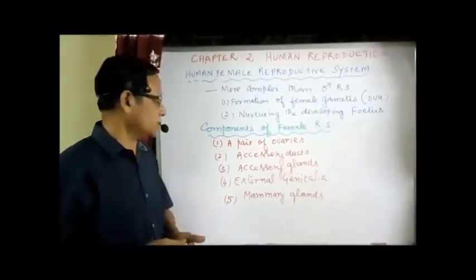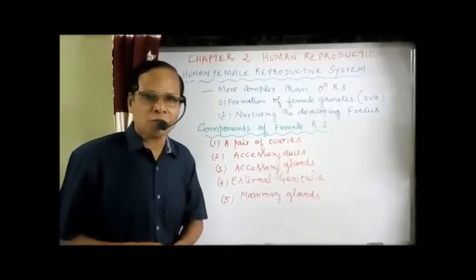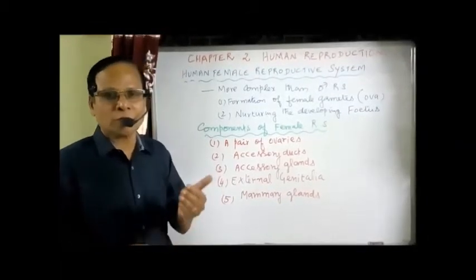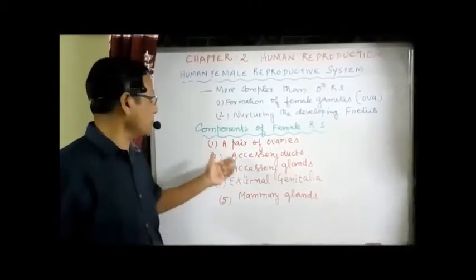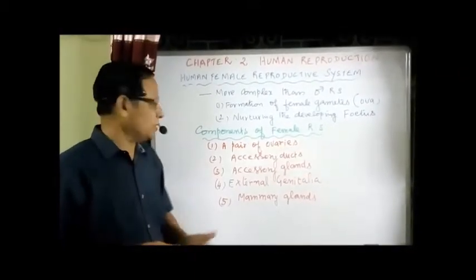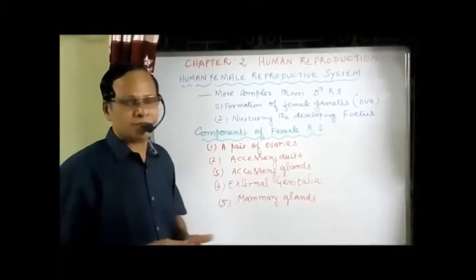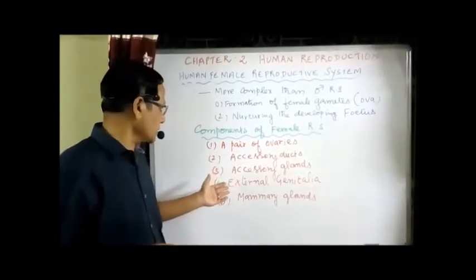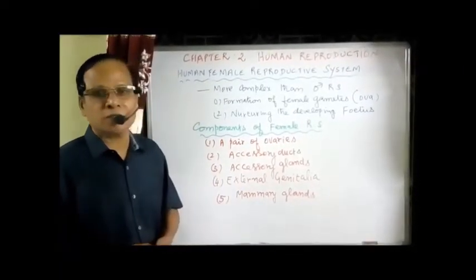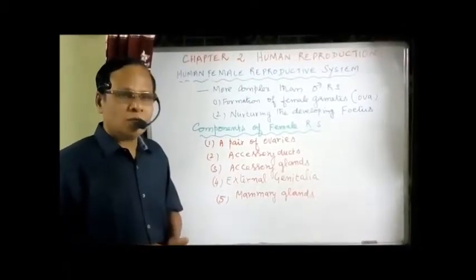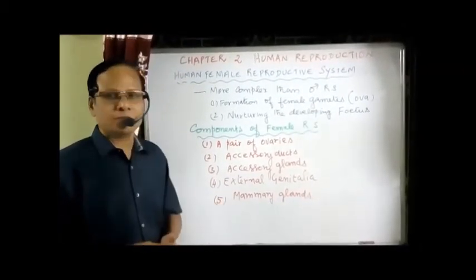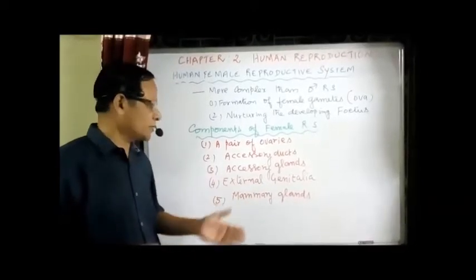What are the components? As in the case of the male reproductive system, it consists of the primary sex organ, namely a pair of ovaries. Then we have accessory ducts, then the accessory glands, and external genitalia. Along with these structures, we have the mammary glands.